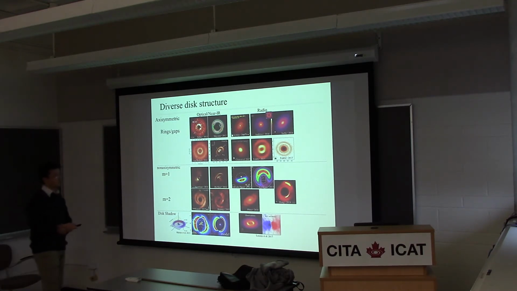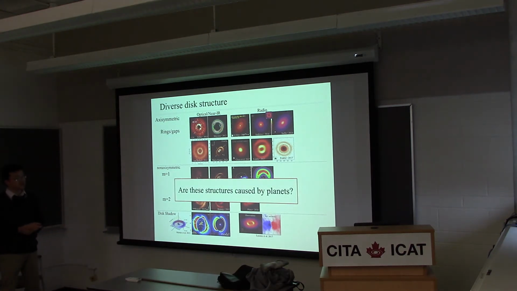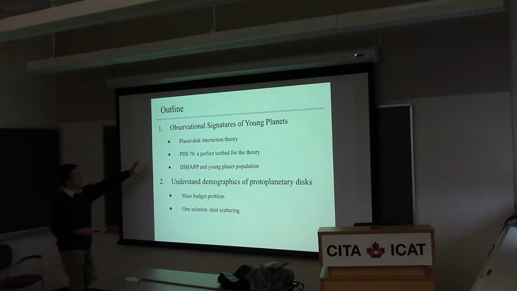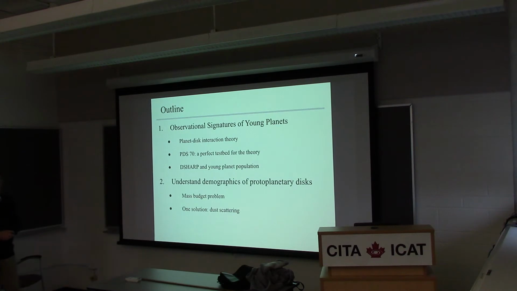So the question is why they have such diverse structures, and if they are related to planets. This is my first part of my talk: what are the observational signatures of planets? Getting into the planet interactions.